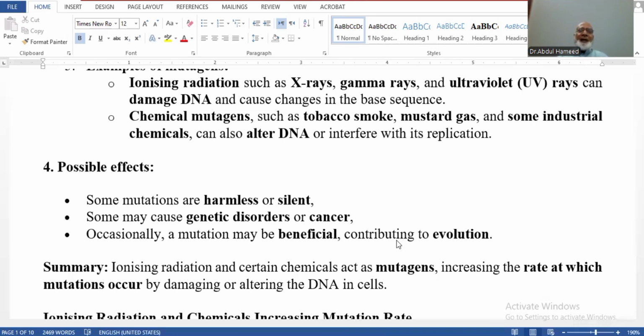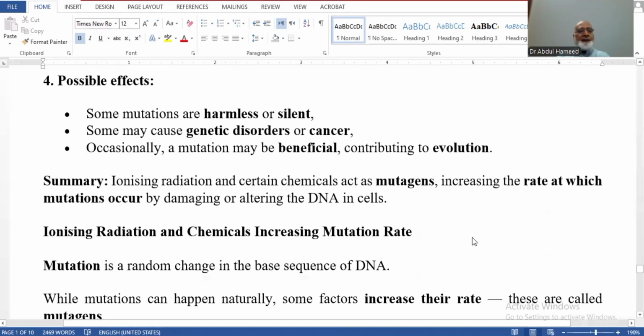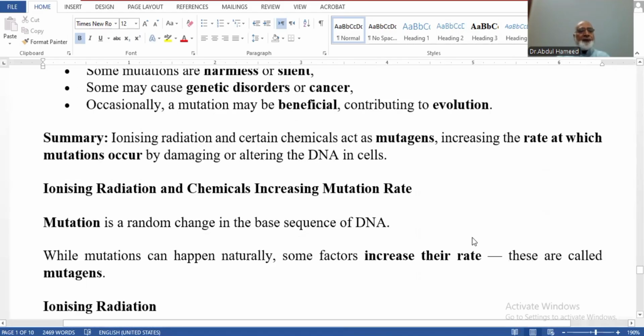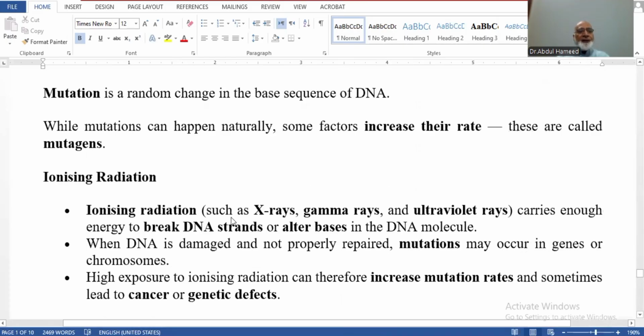That if by chance there is a change in base sequence and the functioning of the resultant protein becomes more efficient, then this mutation will be beneficial. So ionizing radiation and certain chemicals act as mutagens, increasing the rate at which mutations occur by damaging or altering the DNA in cells. Mutation is a random change in the base sequence of DNA. While mutation can happen naturally, some factors increase its rate, and these factors are mutagens. Ionizing radiations: X-rays, gamma rays.